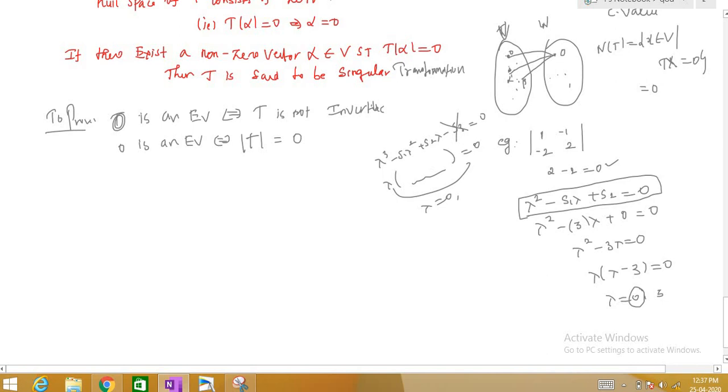So if the determinant is 0, 0 will be one of the eigenvalues. That is what we have to prove in this theorem. So, proof. It is an if and only if statement. If and only if means first we assume this and prove this, and then we assume this and prove this, right? So we'll get on to the proof. It's just a 2-minute proof.